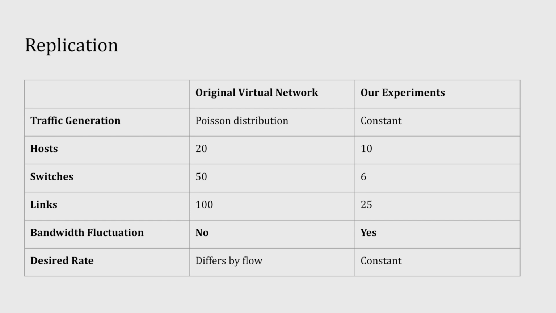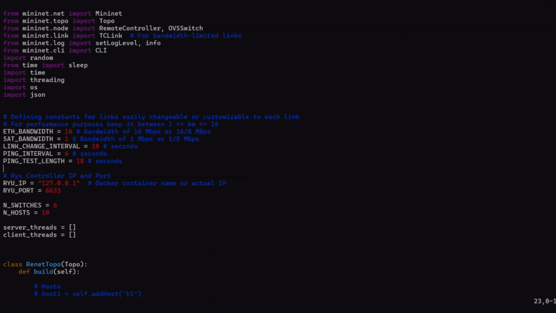The original experiment ran on a small real-world network with bandwidth fluctuation and on a large virtual topology without fluctuation. We use a medium-sized virtual topology to test the algorithm's scaling on larger networks with bandwidth fluctuation. We don't precisely replicate the original virtual network because handling bandwidth fluctuations takes more time and more computational resources on larger networks. So let's take a look at the Mininet script for the setup.